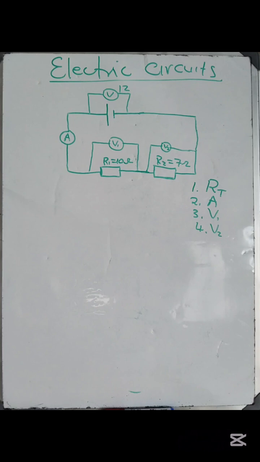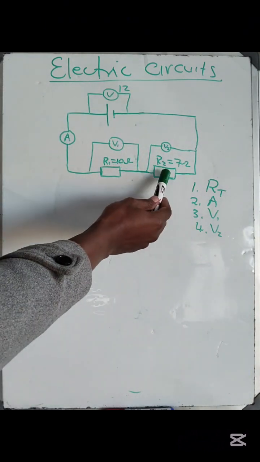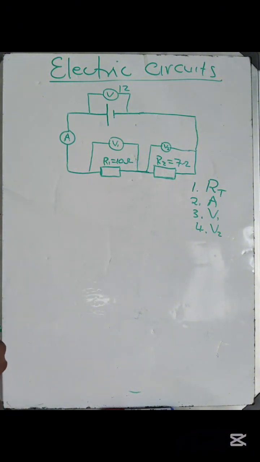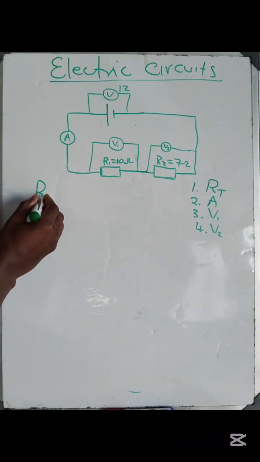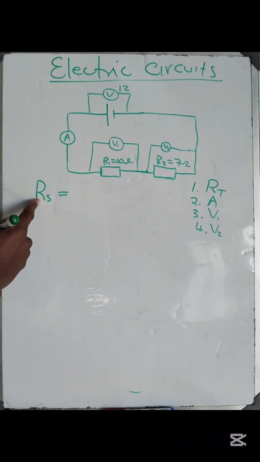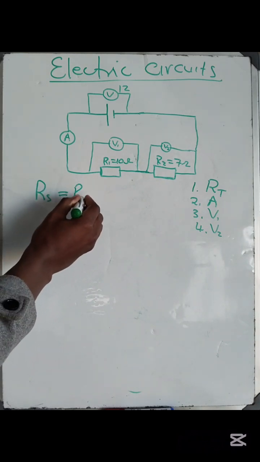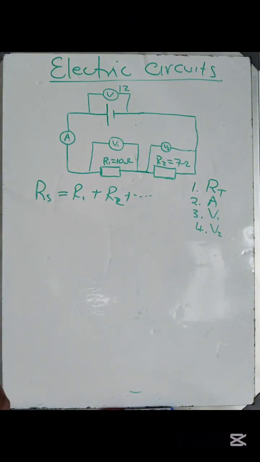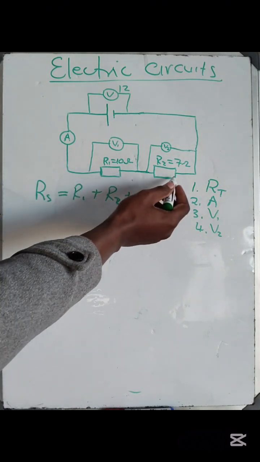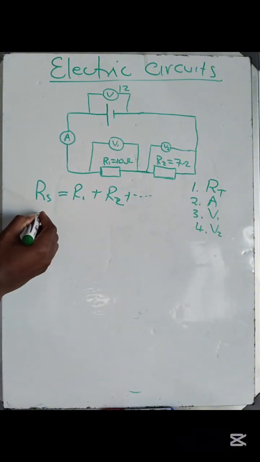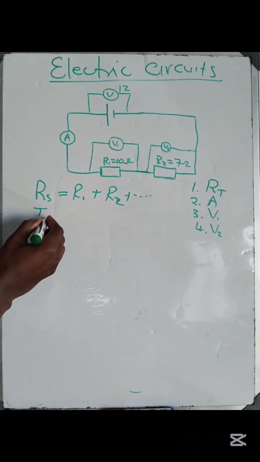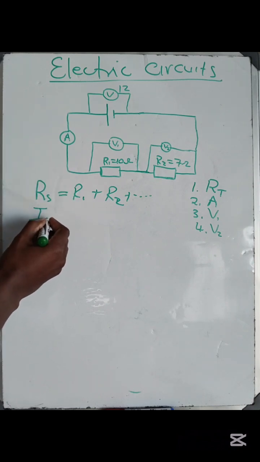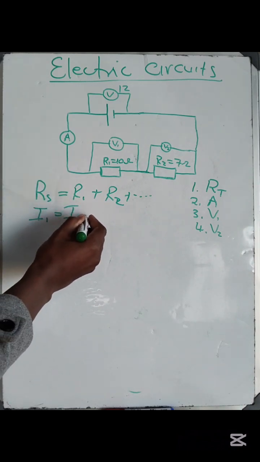Before that, we must know that this one is a series connection. This one is in series with this resistor. When you calculate the total resistance for series, the total resistance will be R1 plus R2 plus R3 up to the last resistor. Another thing we know is that the current that flows through R1 will be the same, which means the current is the same there. So I1 is equal to I2, sorry.